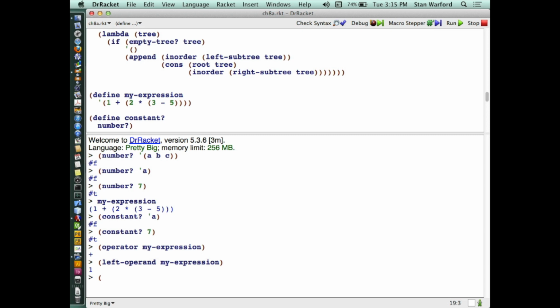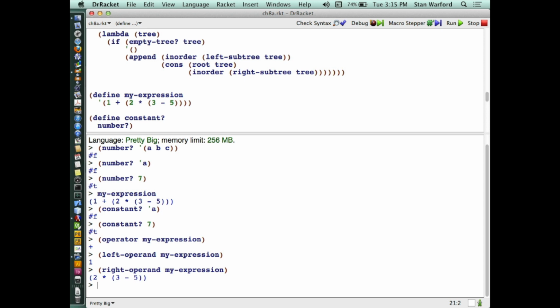One. And what should the right operand of my expression be? 2 times 3 minus 5. Right, 2 times 3 minus 5. So does everybody see that this is very similar to a tree, right?